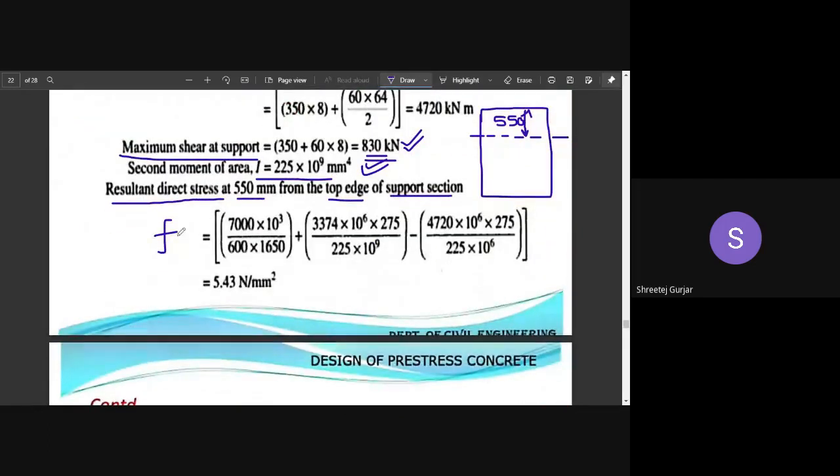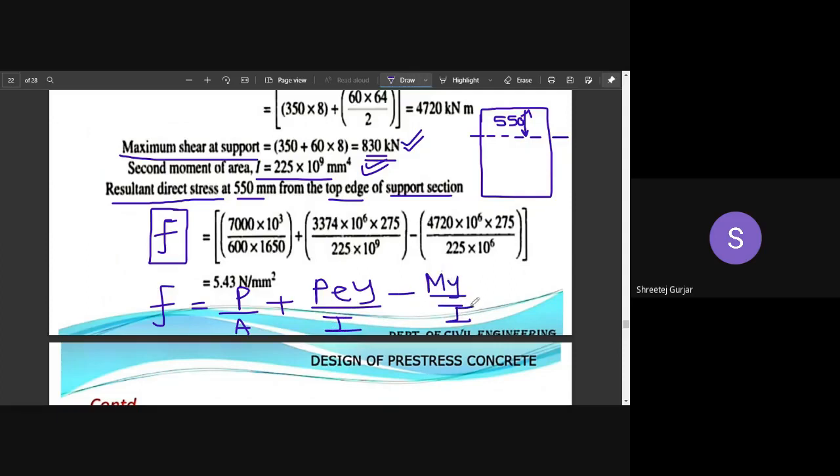Okay. So what is the formula of F? It is the basic formula which we were using in the first module, for analysis of pre-stressing beams, right? If you recall, what is the formula of F? It is easy to solve. It is nothing but P by A plus P E y by I minus M y by I.